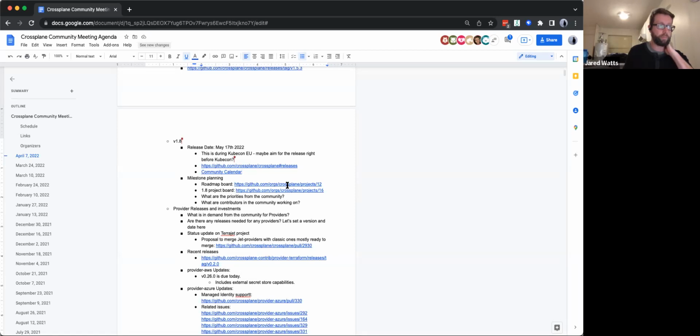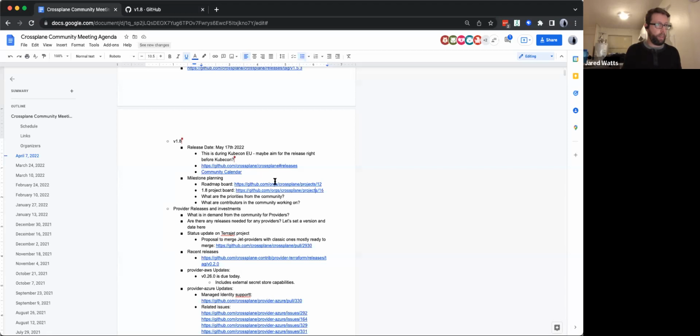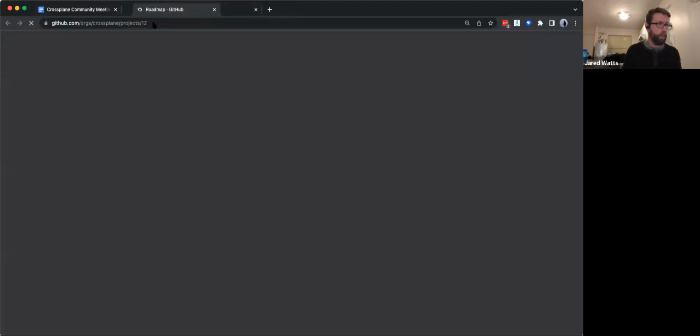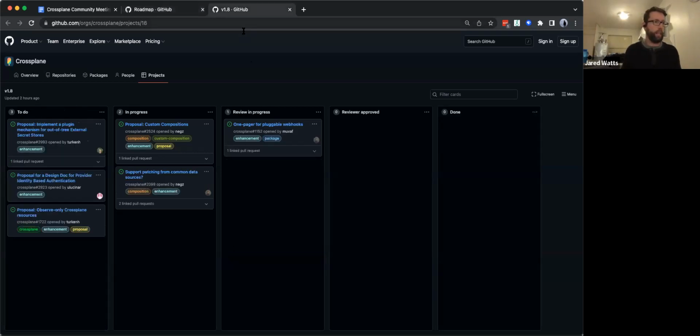For 1.8 features, I think the 1.8 board is fairly up to date, which reflects the highest priority roadmap items. I did a little bit of cleanup recently to get this all set up. The roadmap is right here, and I just changed windows with that. And then a slice of the high level important things that we focused on in the 1.8 timeframe are captured in the 1.8 specific board.